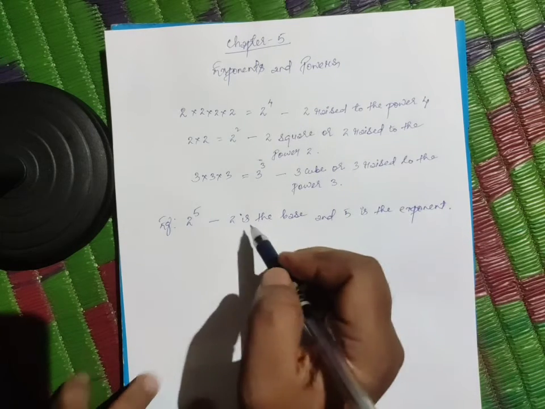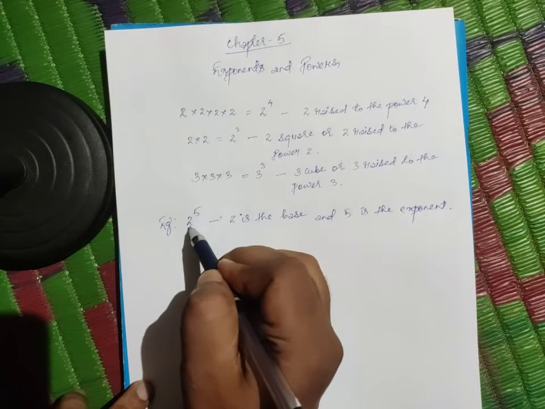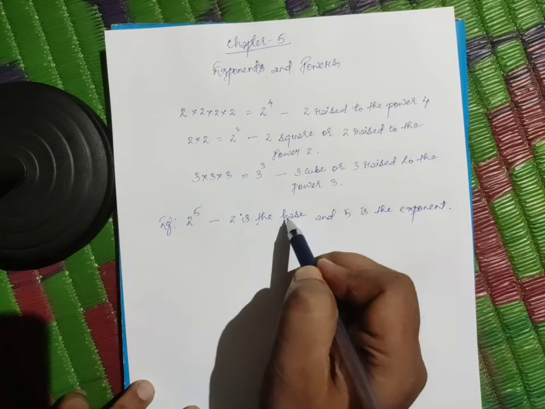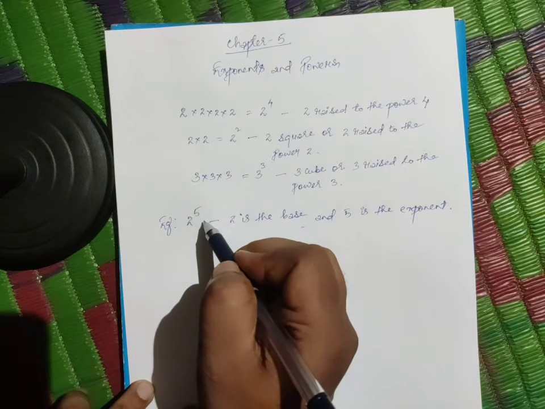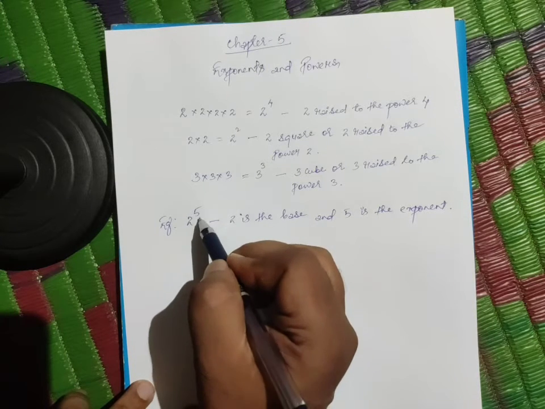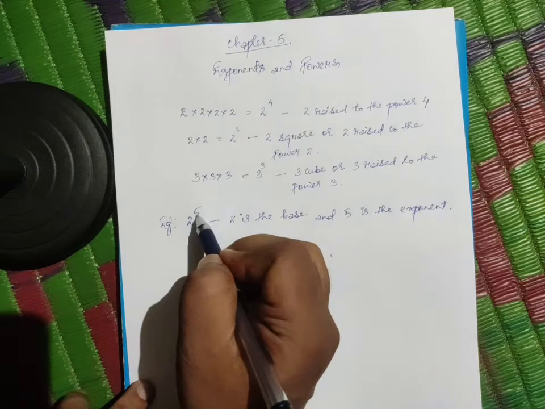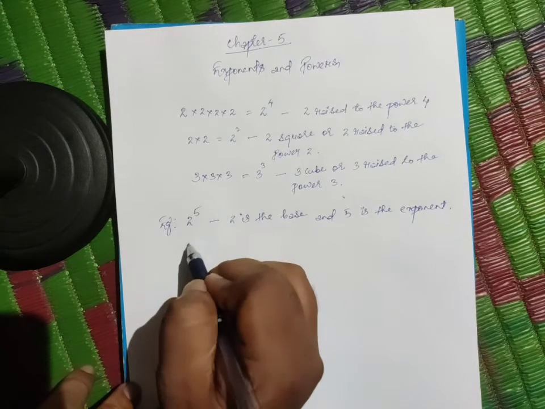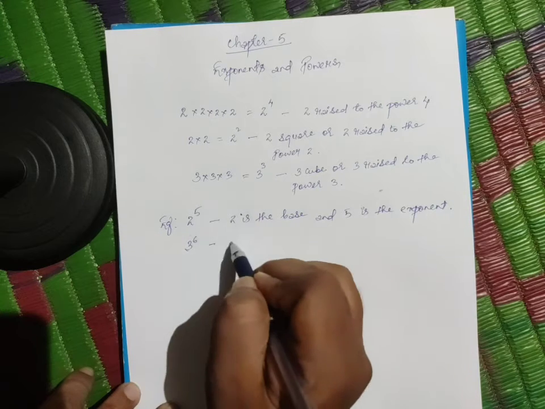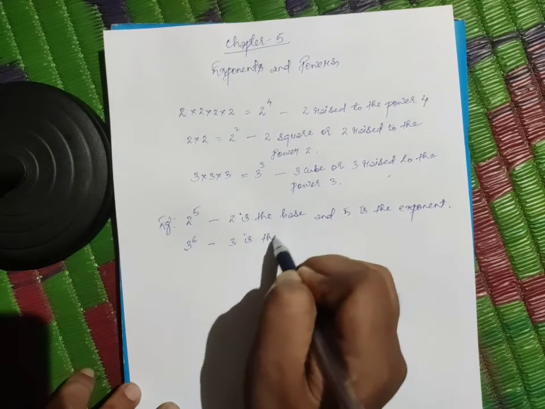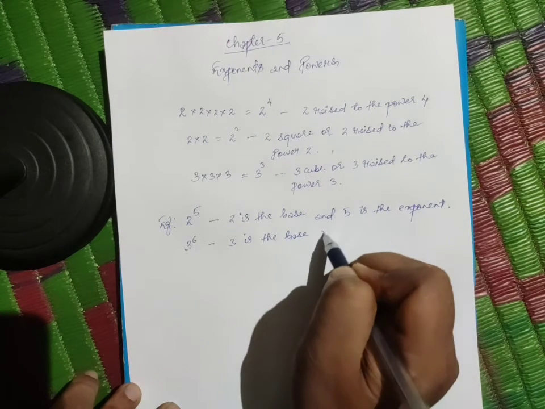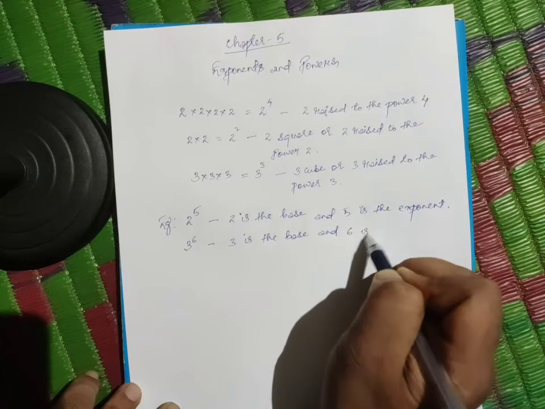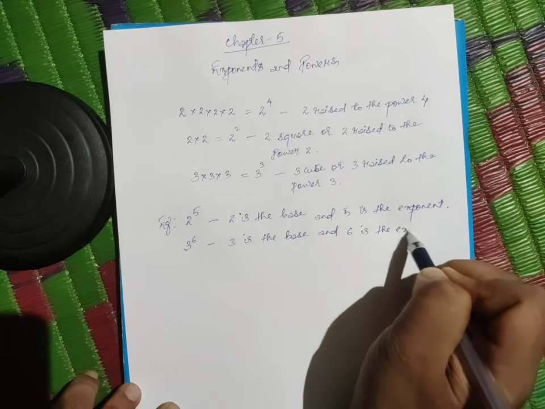The number which is repeatedly multiplied, so here 2 is multiplied repeatedly, so it is the base, and the number of times it is repeated is called the exponent. So here 5 is the exponent. We can take another example, say 3 to the power 6, so here 3 is called the base and 6 is the exponent.